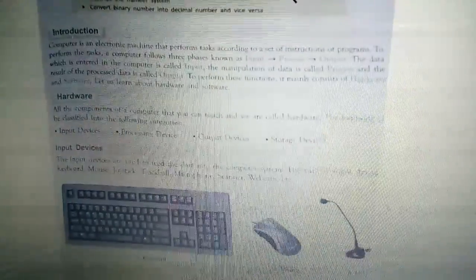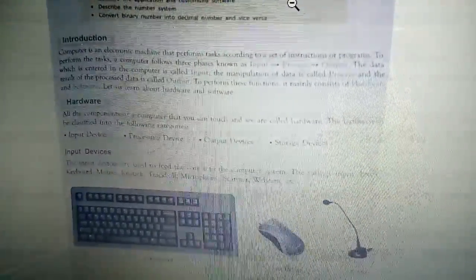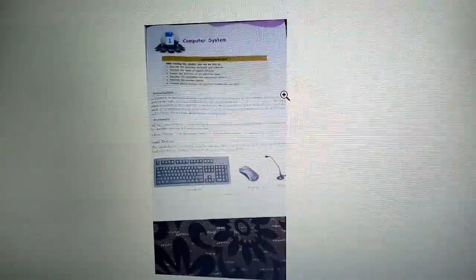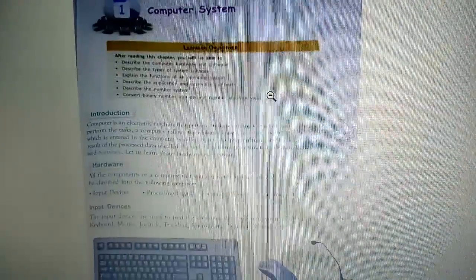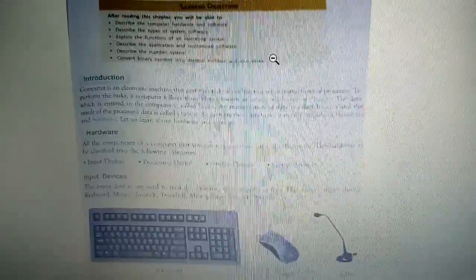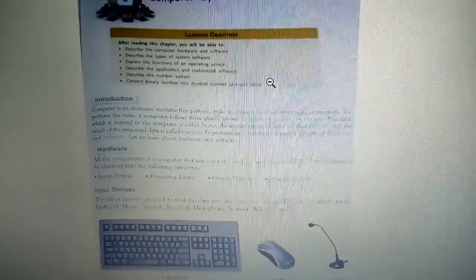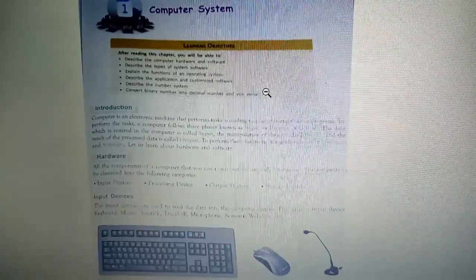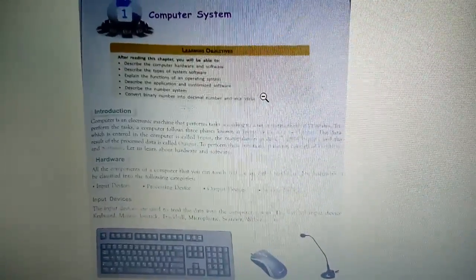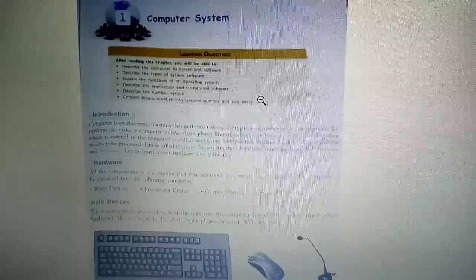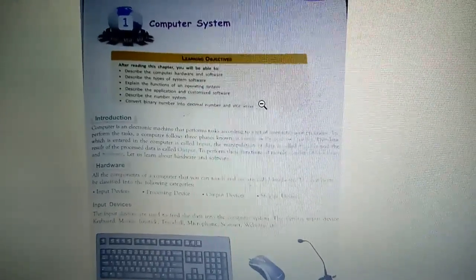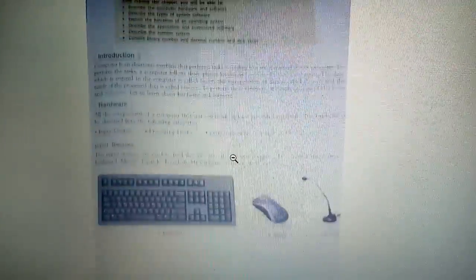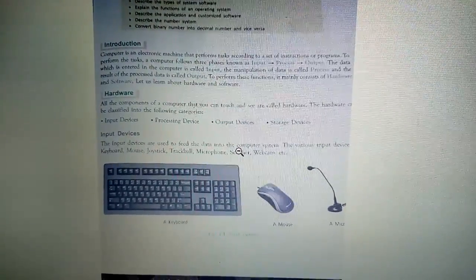The hardware can be classified into the following categories: input devices, processing device, output devices and storage devices. Now our hardware is further divided into these parts: input device, processing device, output device and storage device. First of all, we'll read about the input device.